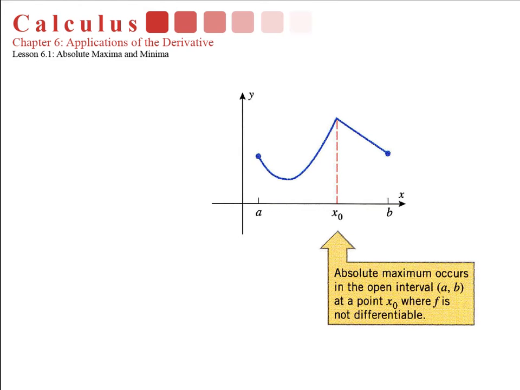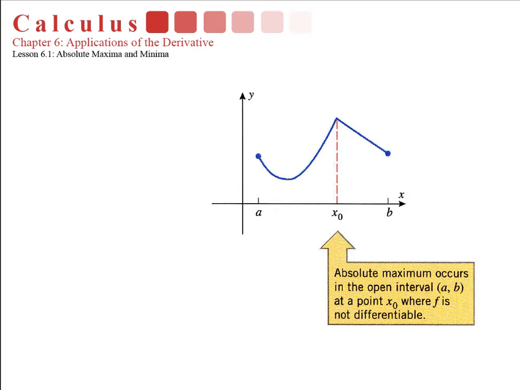Now we look at this continuous function, and we notice that it does have an absolute maximum on the open interval from a to b. Even though the picture looks like a closed interval, for this example we'll just consider the interval open. However, notice that the place where it has its absolute max is a point of non-differentiability. The derivative does not exist at the point x0.